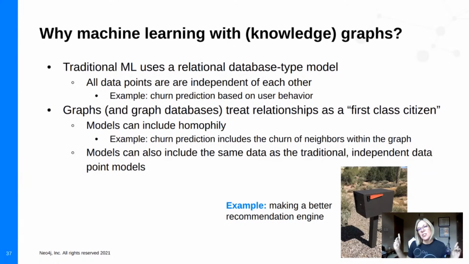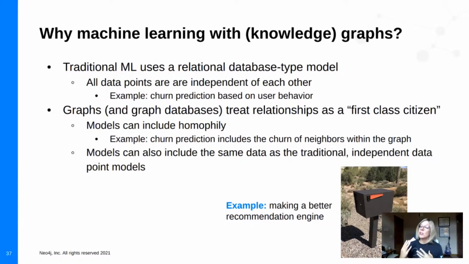And so our knowledge was incomplete because we didn't see that connection. We didn't see the linkage between me and my neighbors here. Had we done that, we would have had a much more accurate recommendation engine by considering that our data is linked. So like I said, graph databases treat relationships as a first-class citizen.